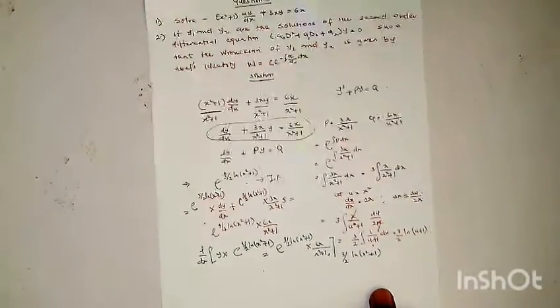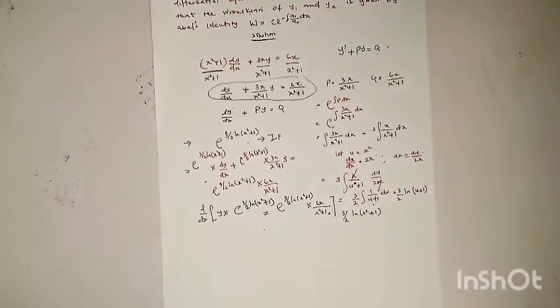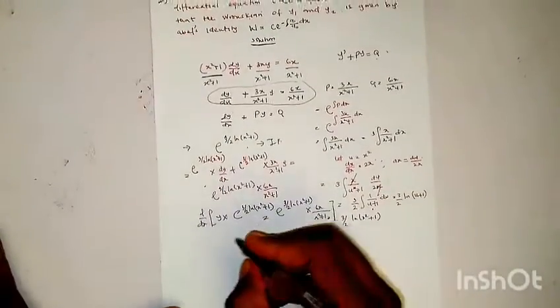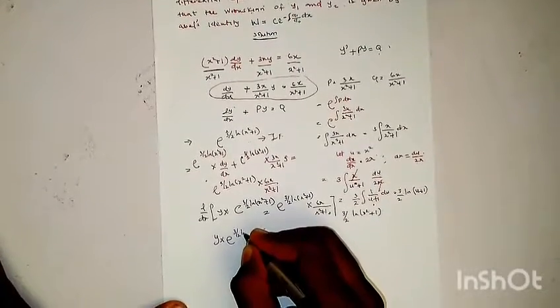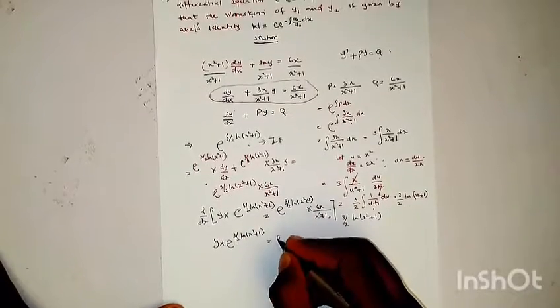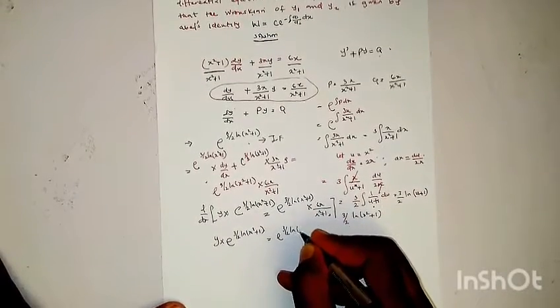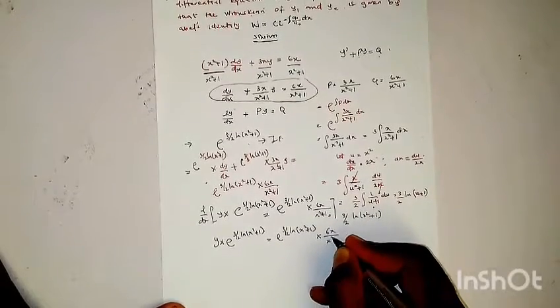Is that taken? So we move on. So let me write this in a clearer form. This is y times exponential of 3 over 2 ln(x squared plus 1) equals exponential of 3 over 2 ln(x squared plus 1) times 6x over x squared plus 1.